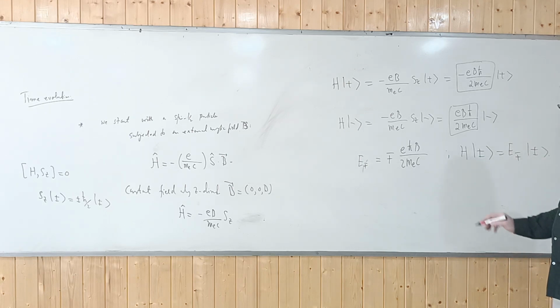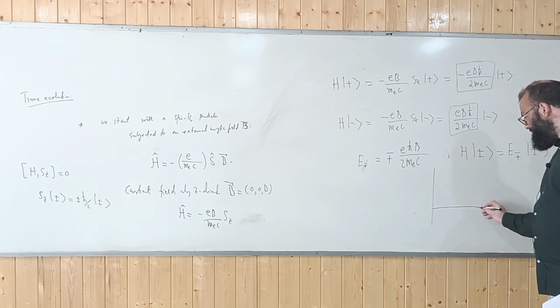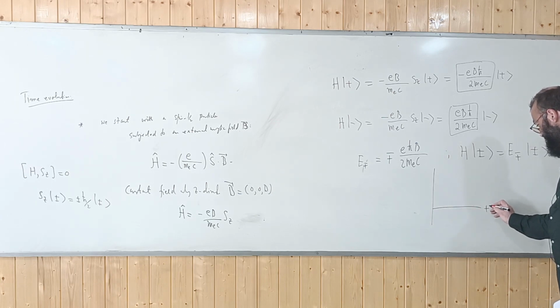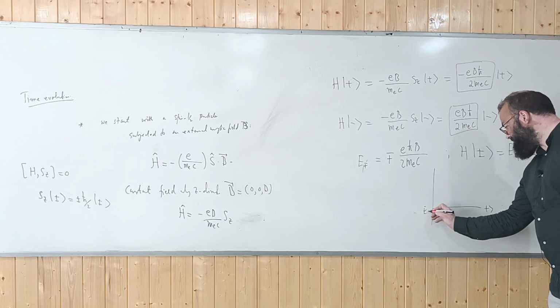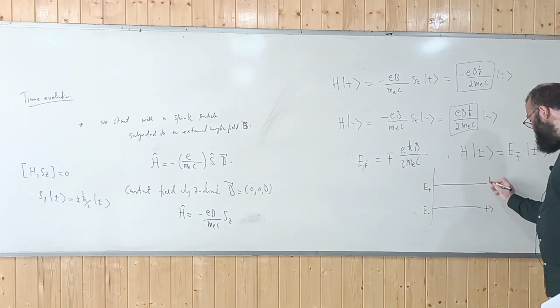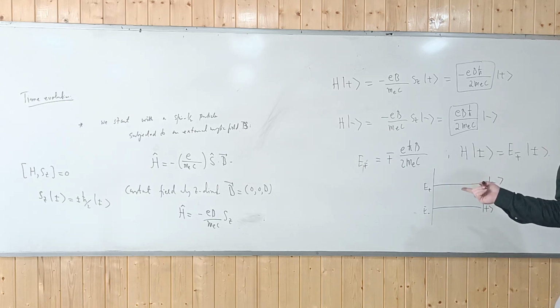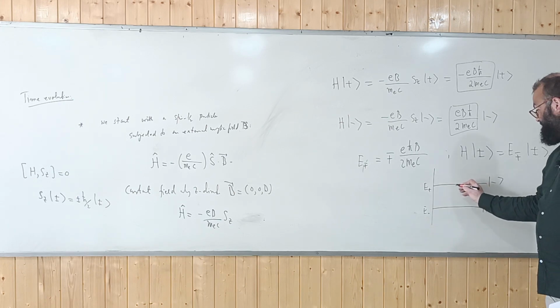Okay. So now you can draw the energy diagram. What are the levels? The plus level is here, with energy E minus, and then you have E plus with minus. So it means plus is the ground state and minus is the excited state. Got it?